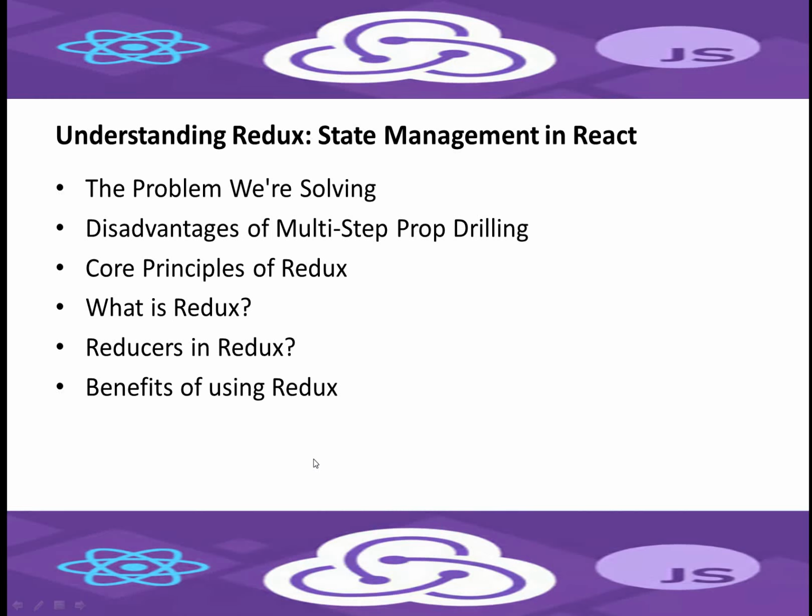The second point will cover the disadvantages of multi-step prop drilling, which Redux resolves. So that's why this topic is important here. Then the core principle of Redux, what Redux is, the reducer in Redux, and the benefits of using Redux.